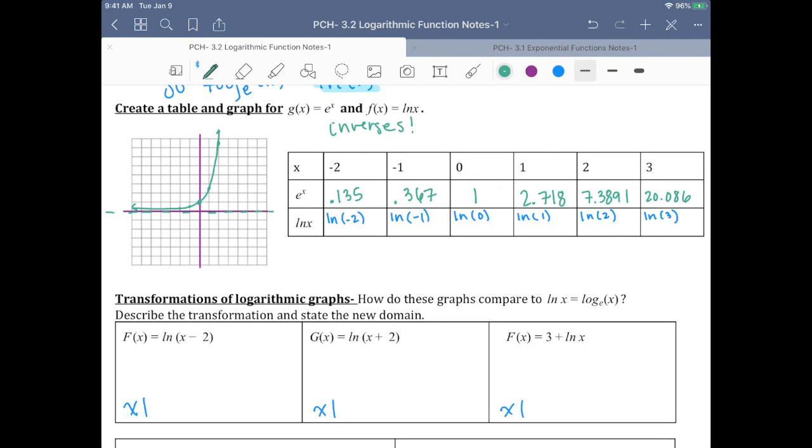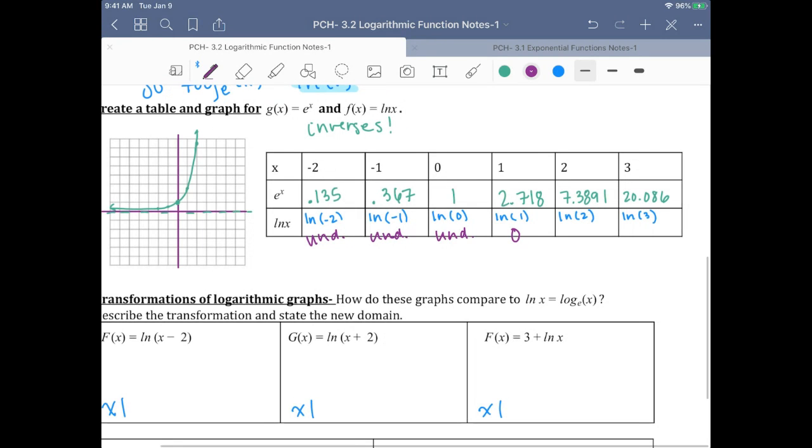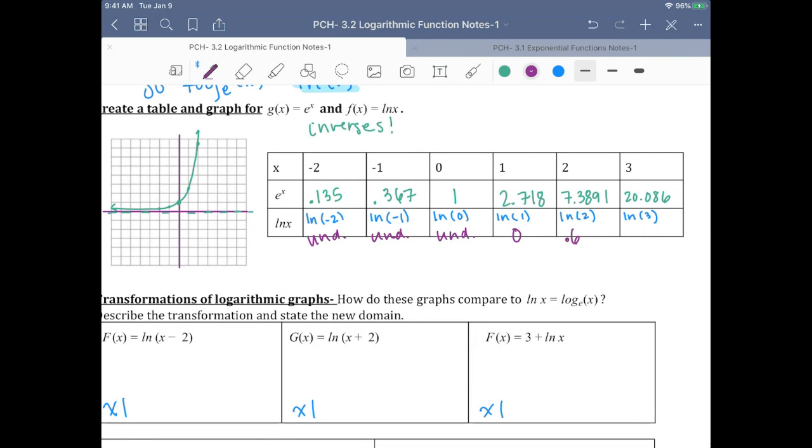Okay, so ln of negative 2, I got an error. ln of negative 1, error, or undefined. You write undefined. Undefined. Undefined. Undefined. ln of 1 is 0. ln of 2 is 0.693. And ln of 3 is 1.098. I went ahead and just used my calculator.